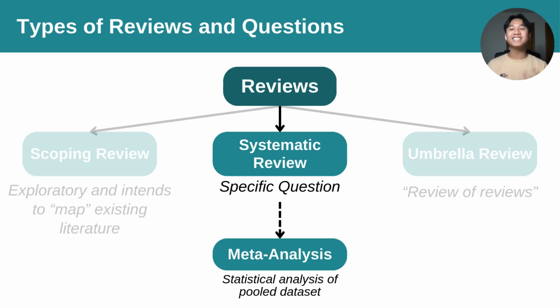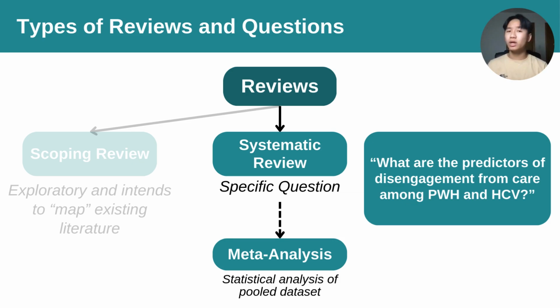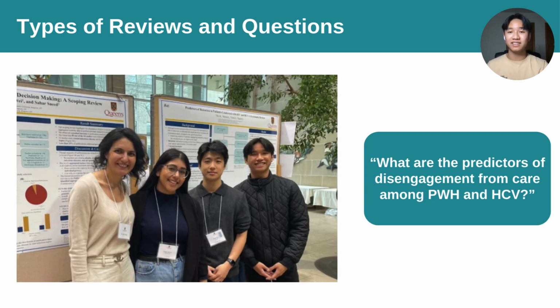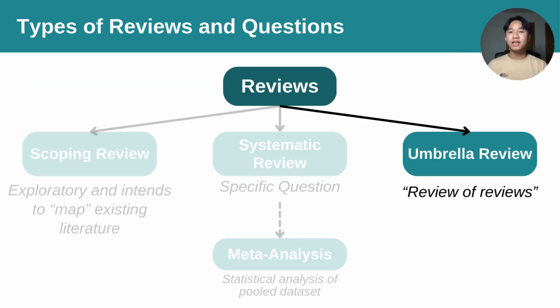In contrast, a systematic review is much more narrow and specific, sometimes accompanied by a meta-analysis which runs statistical analyses on a pooled dataset. For example, a question could simply be, what are the factors influencing disengagement from care among people with HIV and hepatitis C? And this project was actually done by Ryan Way, one of Dr. Sahar Saeed's first undergrad students. So you can really see how one research topic could be framed by different methodologies and questions. And finally, umbrella reviews are a higher level review that are considered a review of reviews.